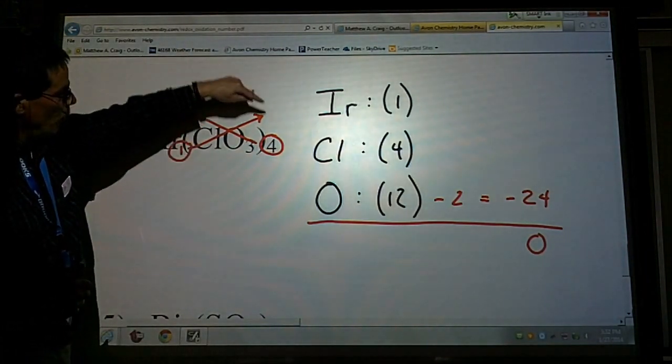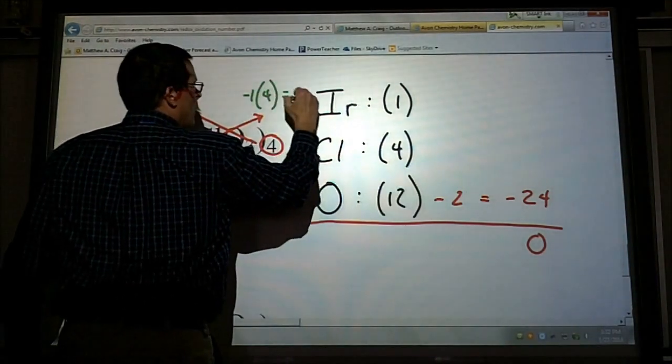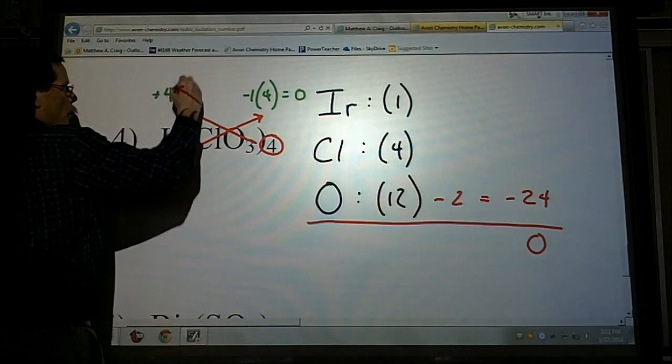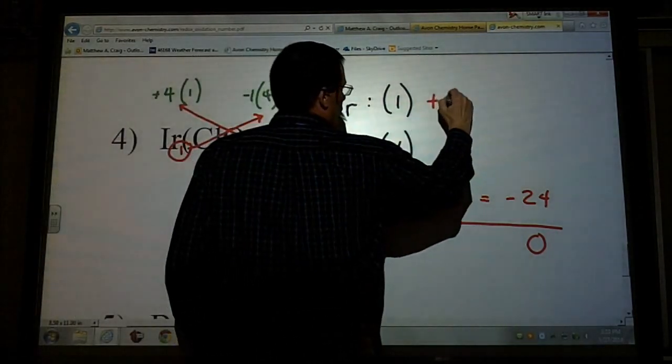Each one of those has a -1. You have 4 of those. And so the total is equal to 0. And I have 1 iridium, which does have a +4 charge. So that means that we have a +4.